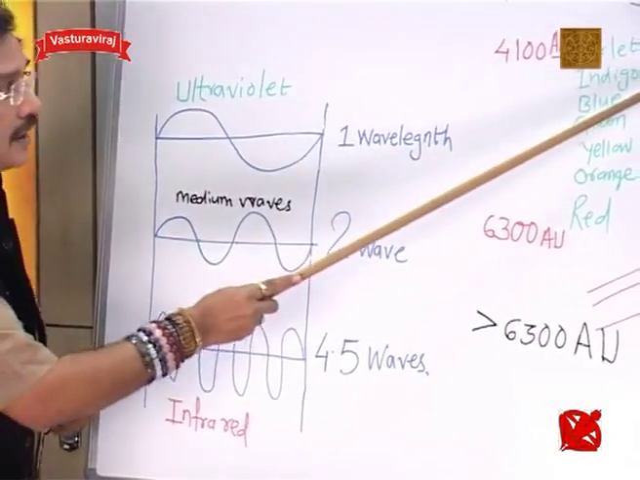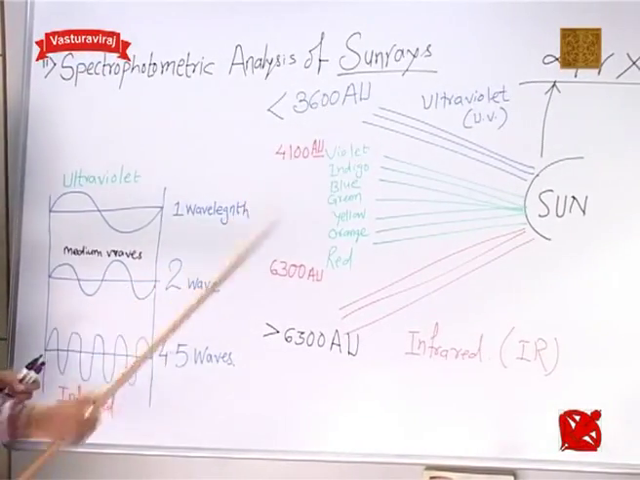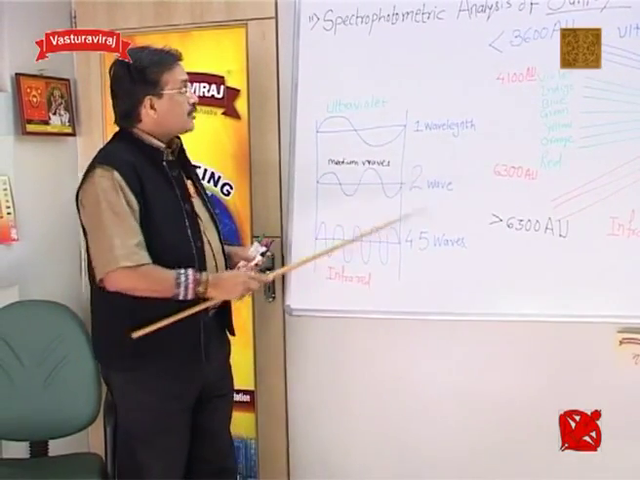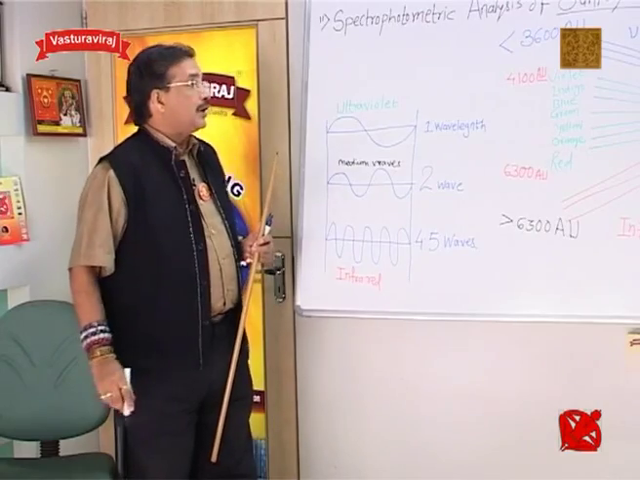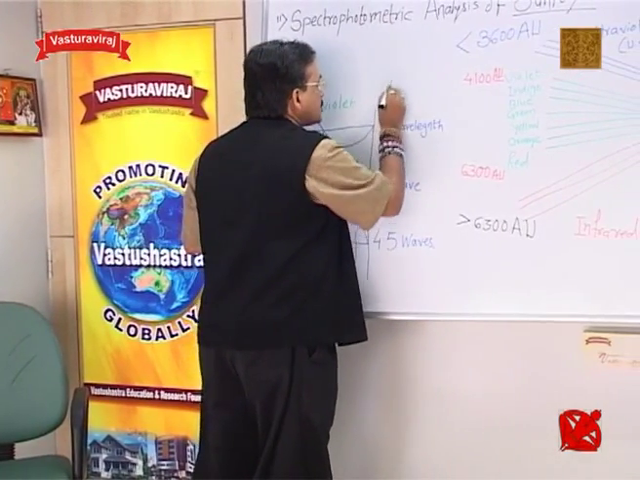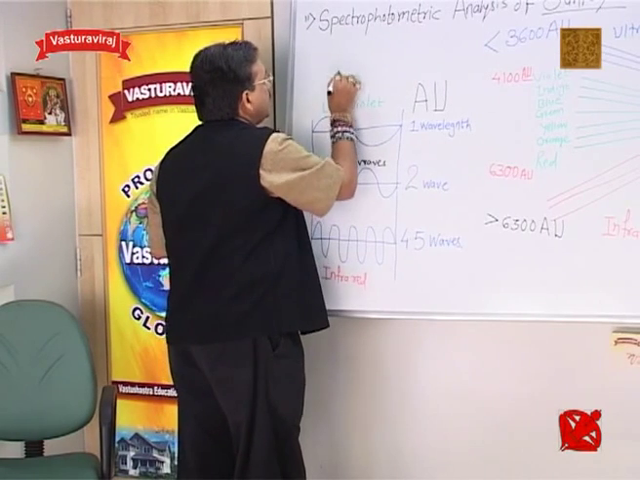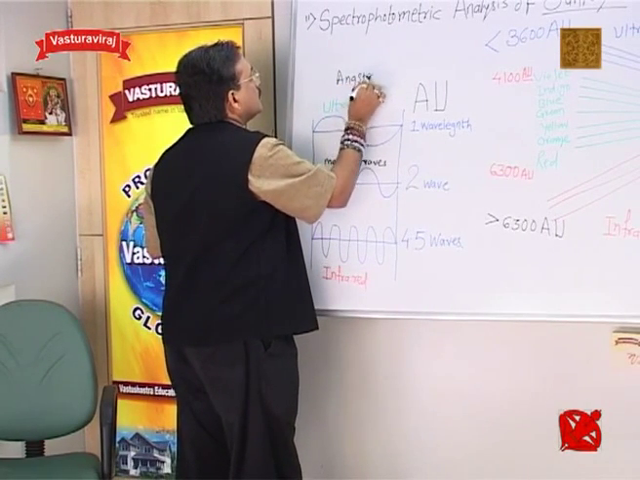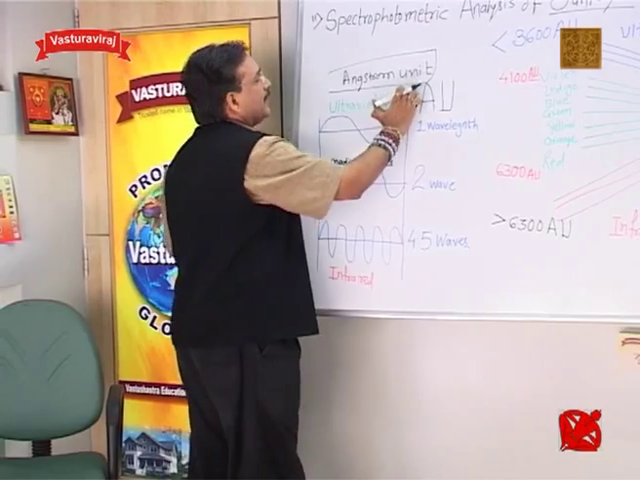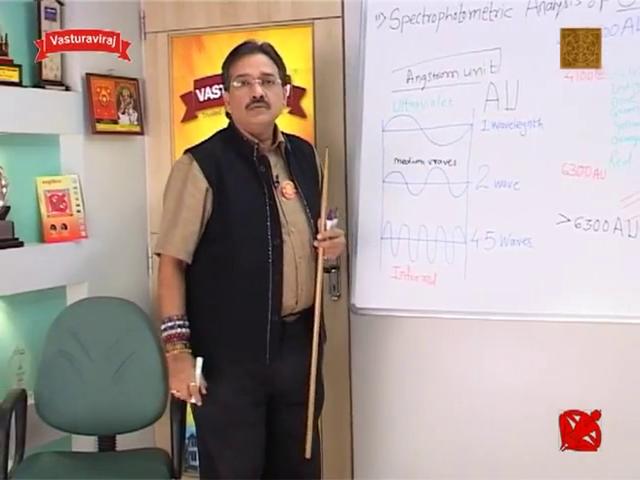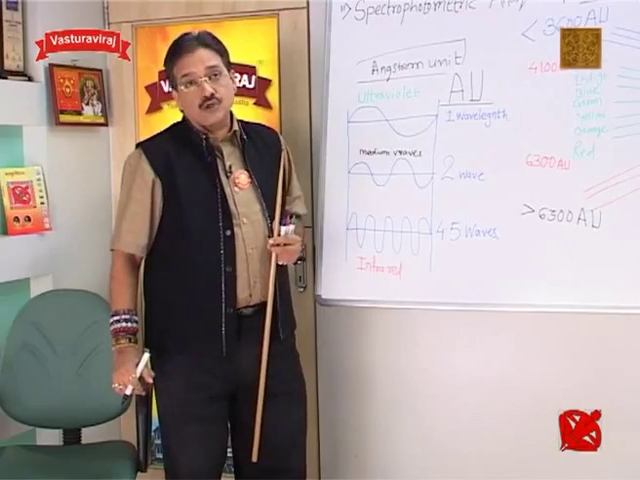Now, whatever ultraviolet we get, before coming to the description of ultraviolet rays, I would like to mention one more thing. In the case of a wave, the wavelength is measured with one particular unit, represented as AU. The word AU means angstrom unit. The scientist who developed the method to measure these waves is remembered by his name, and it has been labeled as angstrom units.